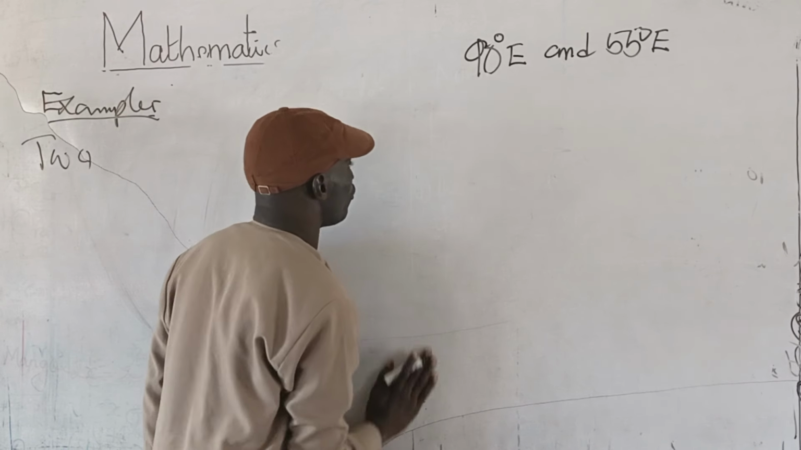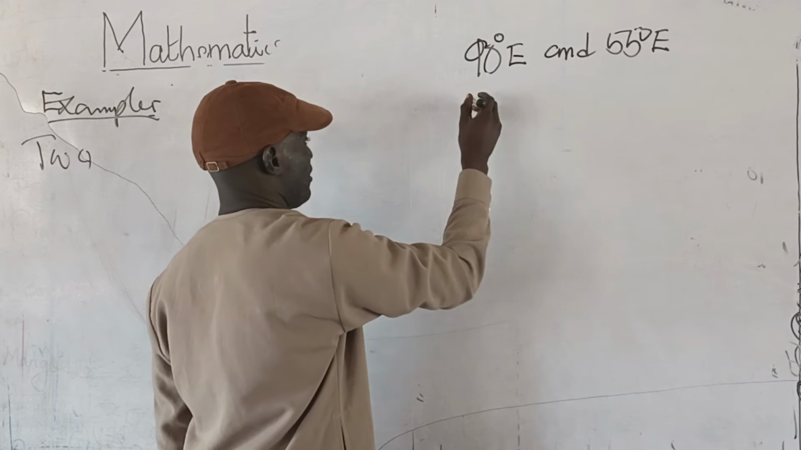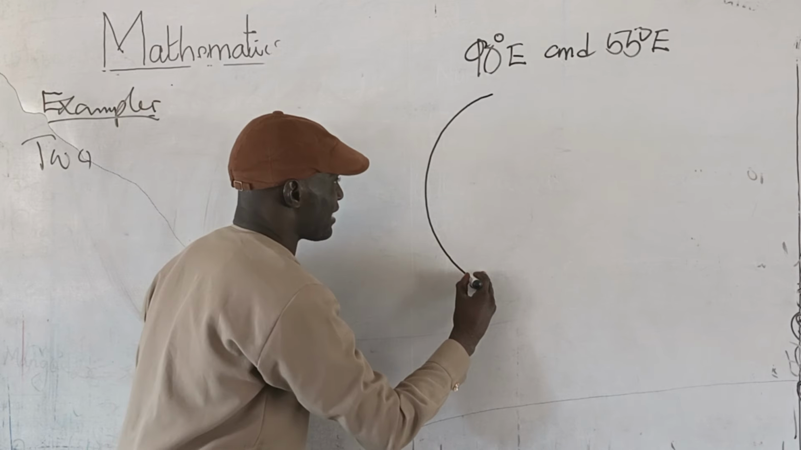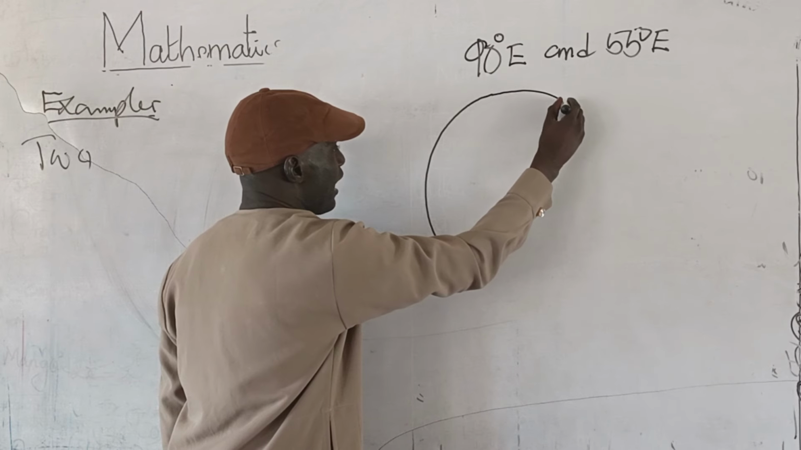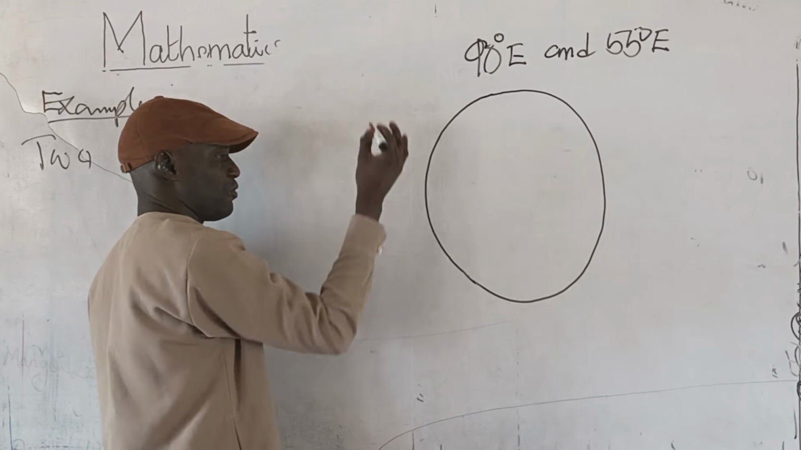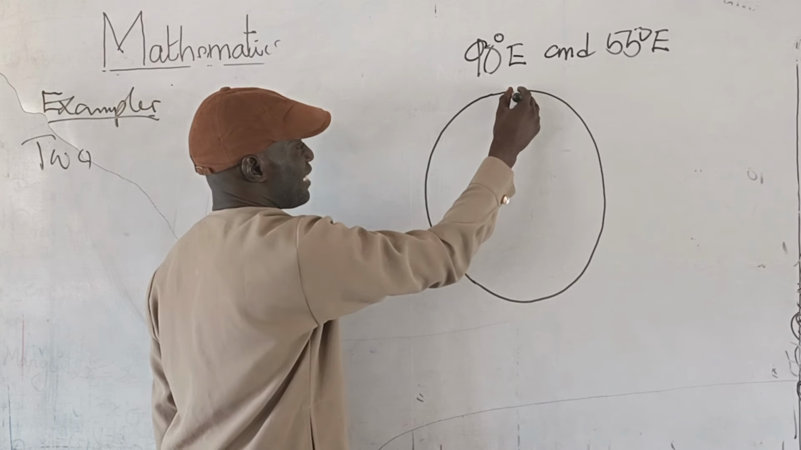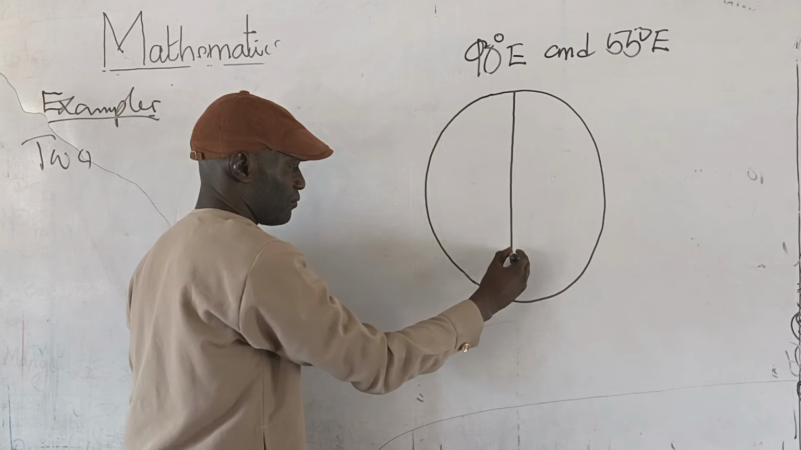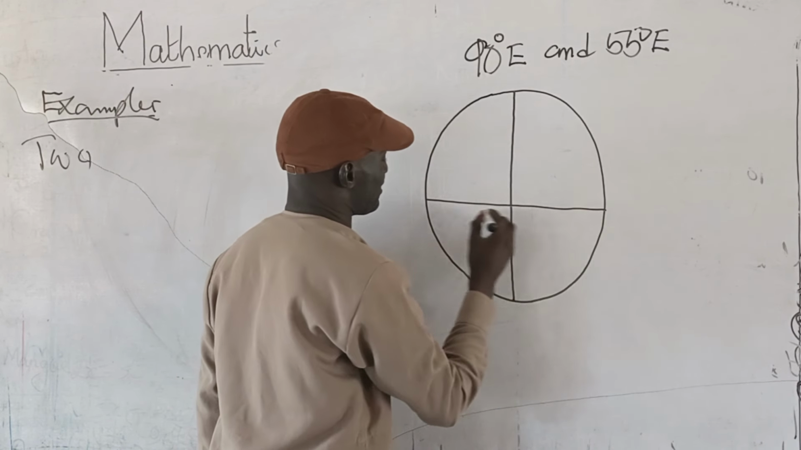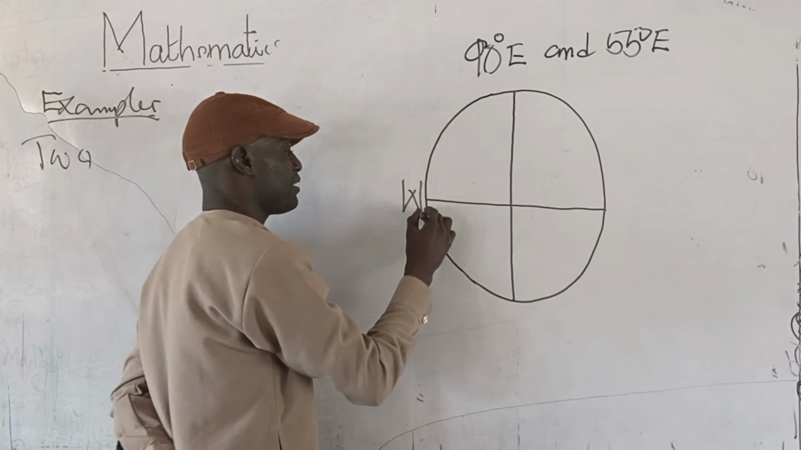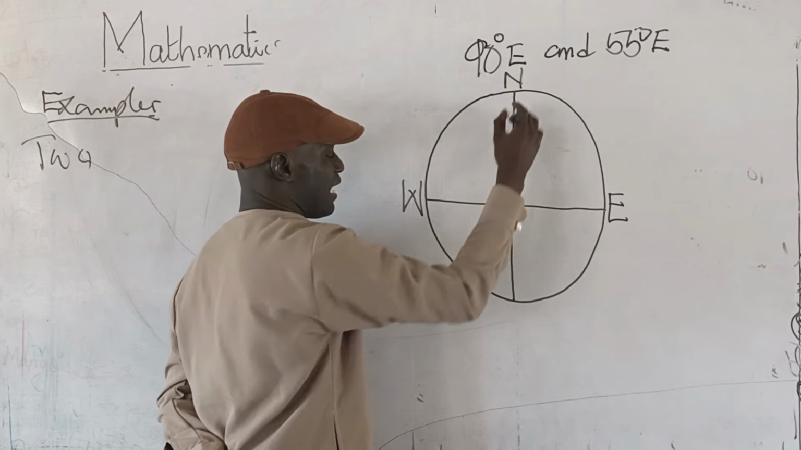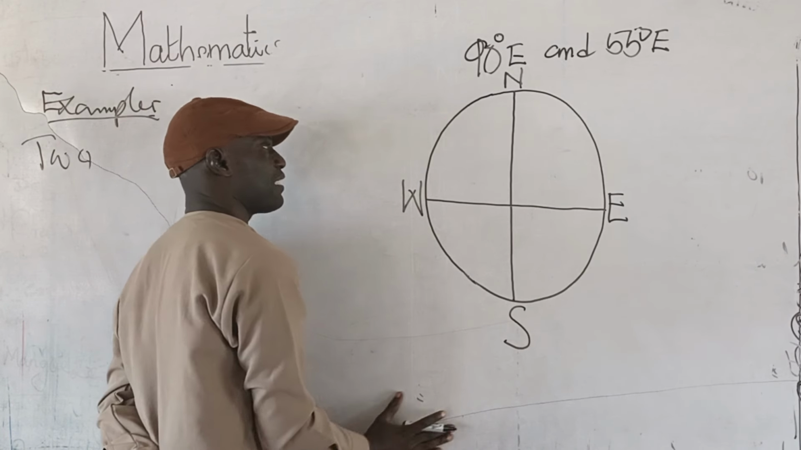What we are supposed to do is sketch first. You sketch your diagram. You can see I'm sketching it on the board. You have to first sketch out your diagram. It's part of your marks. This one is west. This one is east. This one is north. And this one is south.